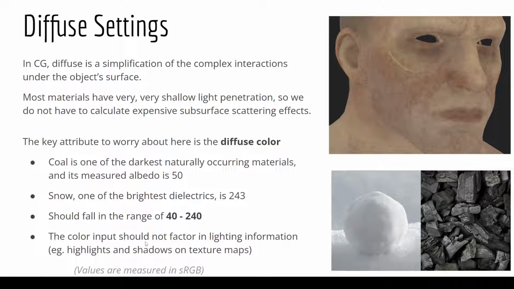The color inputs should not factor in lighting information as well. So when we think about our diffuse color or texture map for diffuse or albedo, we shouldn't be thinking about the light and lighting interaction like shadows and highlights, unless you're doing games, which in this case, let's not even consider. So just keep in mind, when you're making your texture maps for your albedo or diffuse material shader parameter, that you don't want lighting information baked into it.